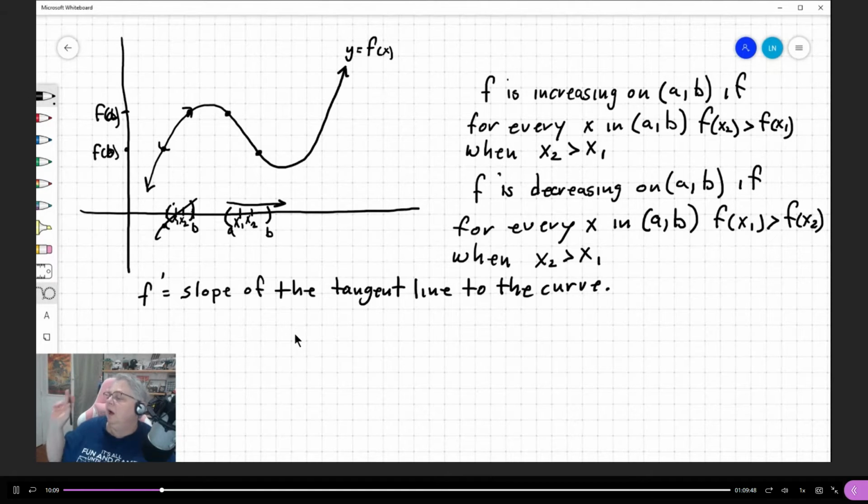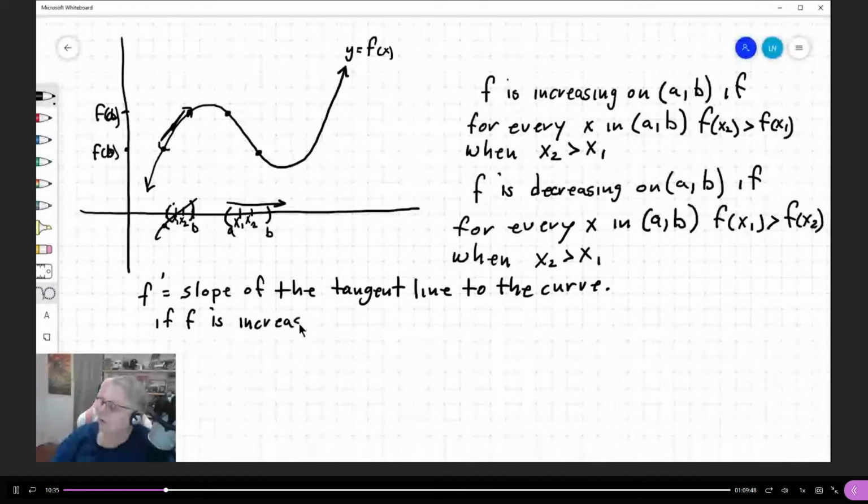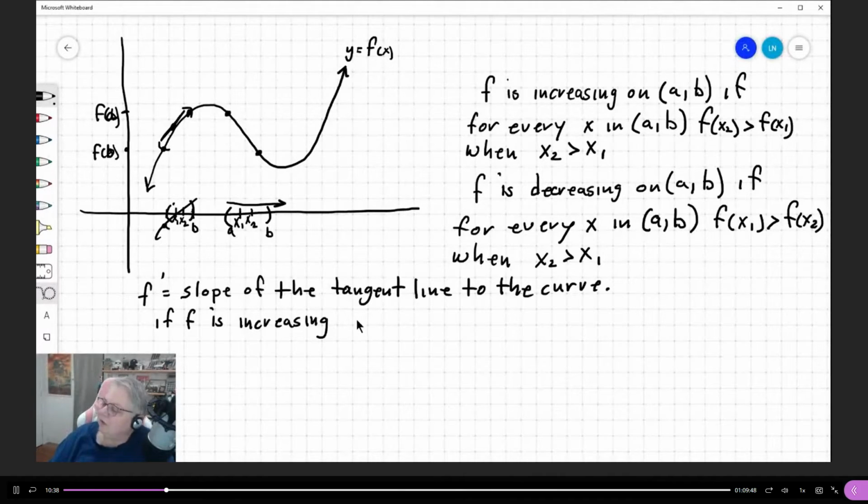So f prime represents the slope of the tangent line to the curve. The tangent line to the curve on this side, in this interval here, if I take a point, is going to have a positive slope. So if f is increasing, the slope of the tangent line to the curve is going to be positive. Then f prime is going to be greater than 0.